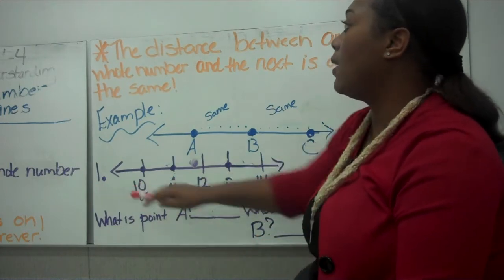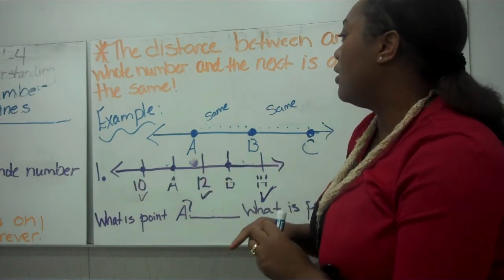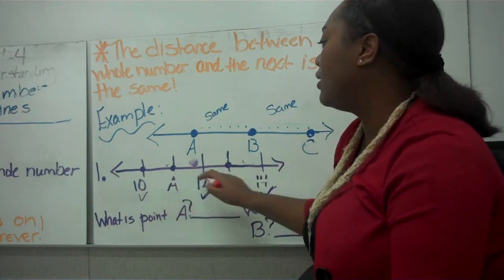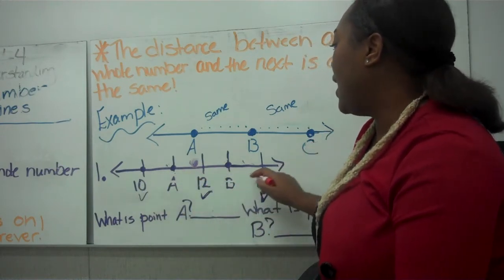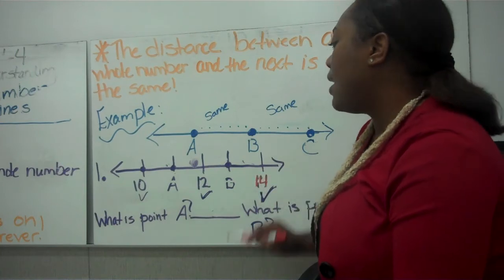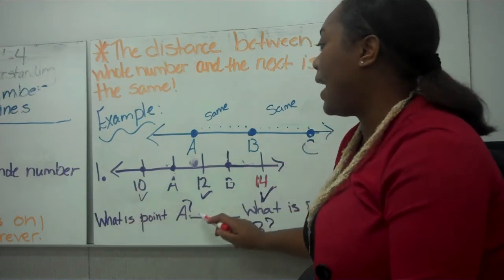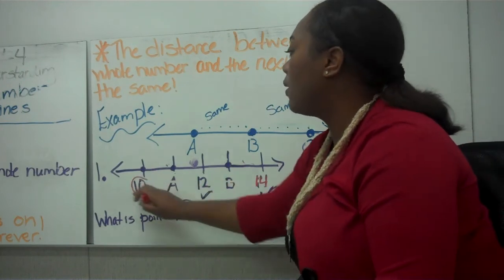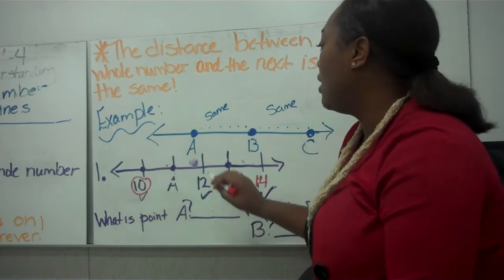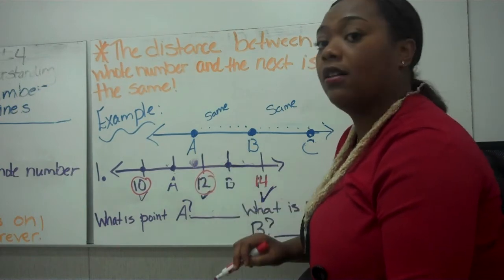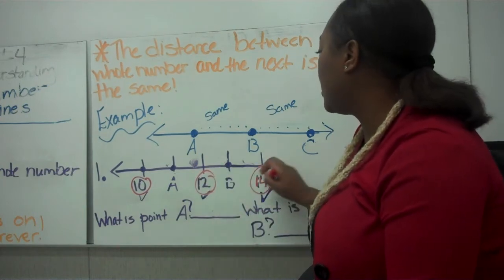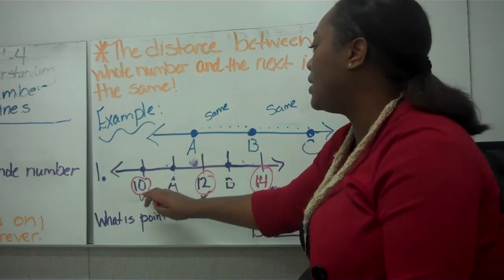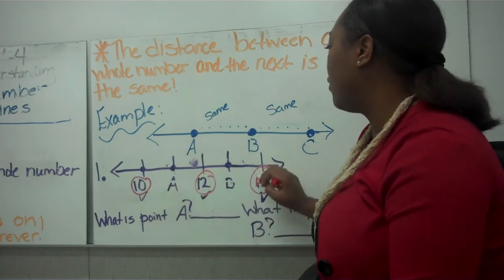Now let's look at number 1 on page 12 of your book. You've got a number line, and they've labeled it 10, A, 12, B, and 14. And they wanted to know what is point A on this number line. So let's look at a pattern. We're familiar with the whole number 10, and the whole number 12, and the whole number 14. So what pattern could we try to find that would come between 10 and 12 and 12 and 14?